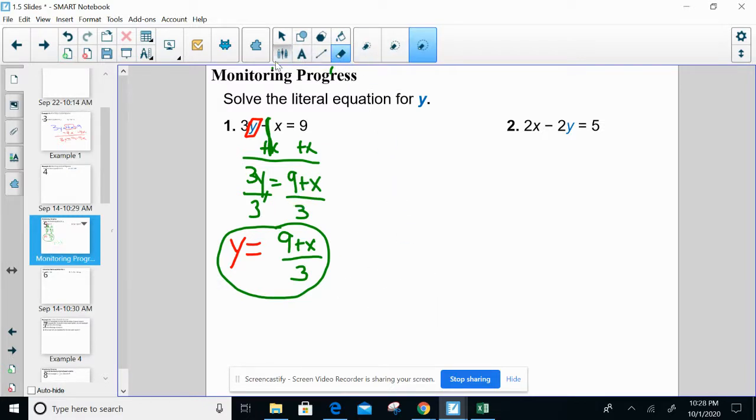So same steps for the problem that you're going to do. Take care of the x term, because that's not the one we want by itself. And then once you get the 2y by itself, get rid of that negative 2 out in front.